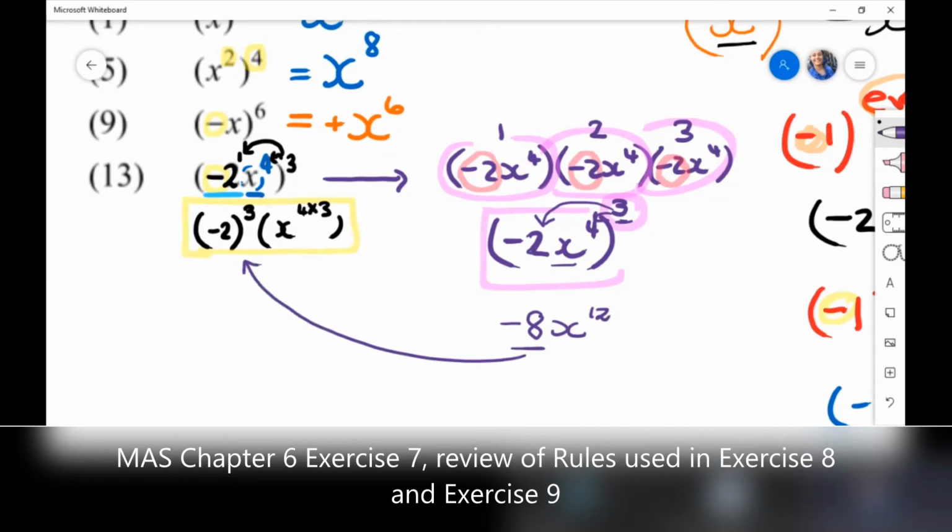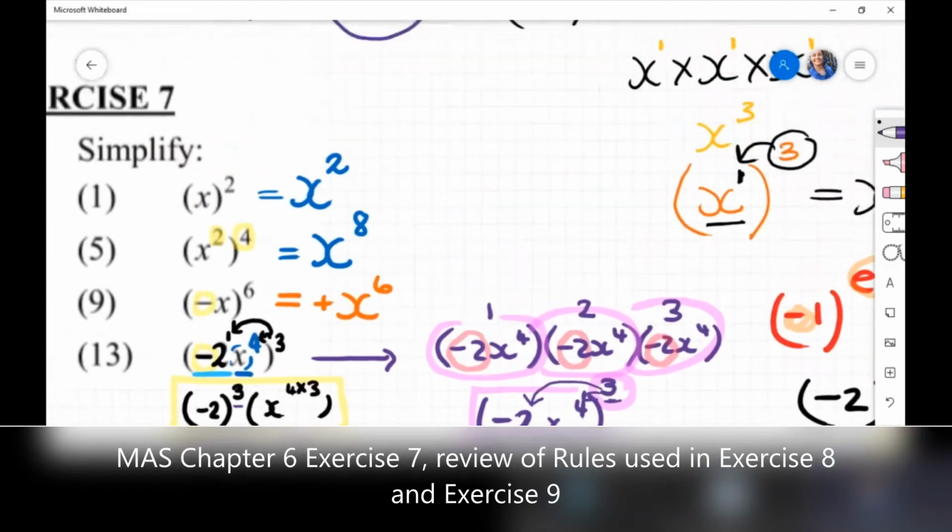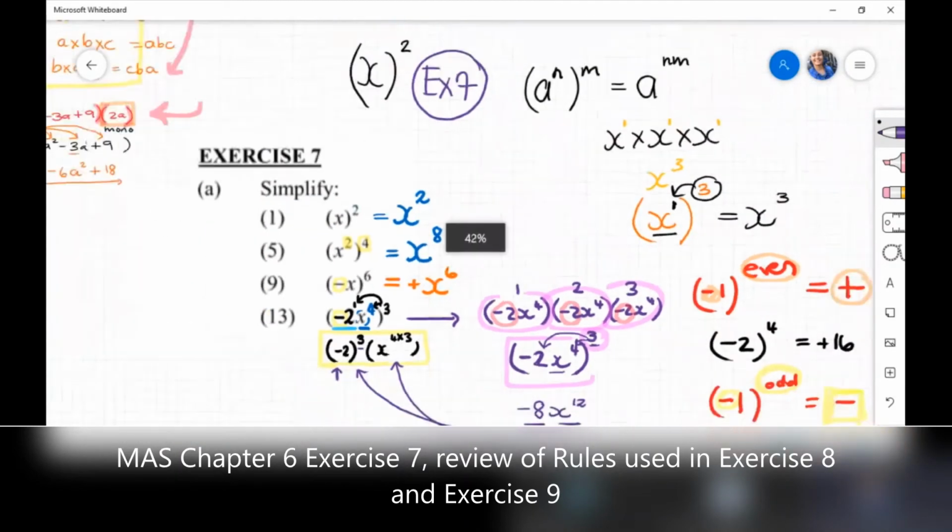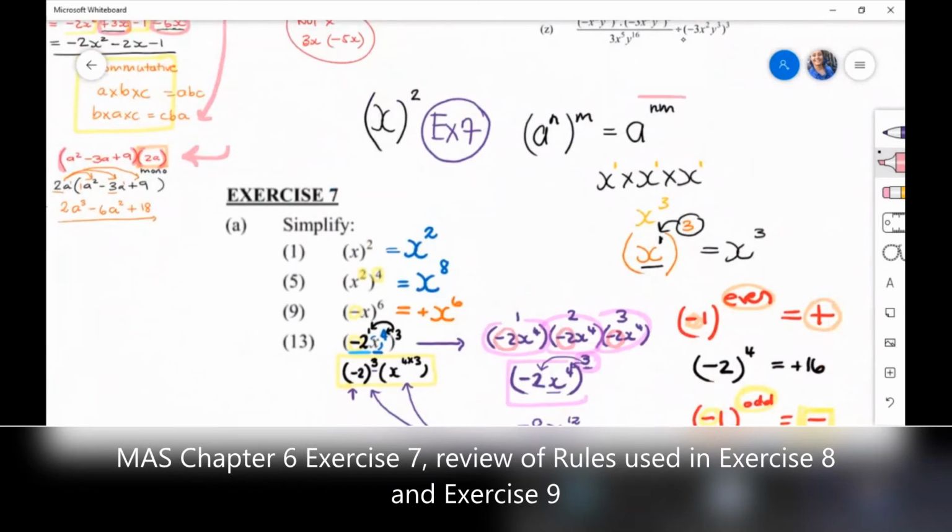So we must always look at the negative and the nature of its power. And there is my x to the power of 12 because I've applied my exponential rule with the product of the powers. Okay, so hopefully that clarifies simplifying when we have brackets and powers and apply this rule in exercise 7.